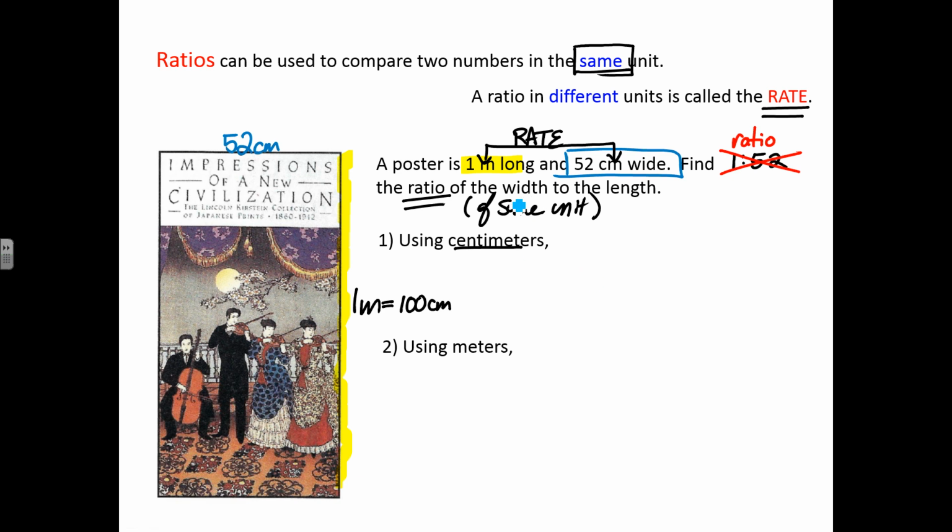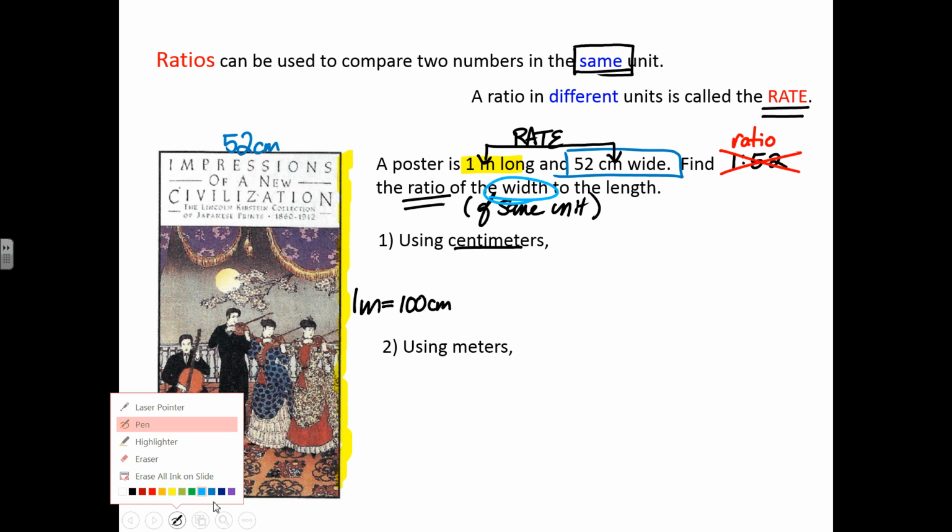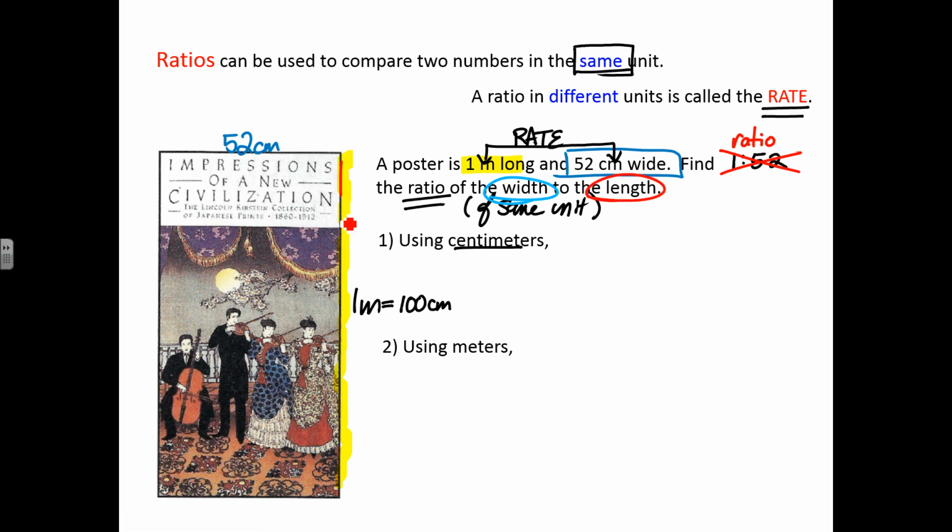I expect you to know that conversion in the first dimension. So if I'm going to go from width to length, notice the order there. That's important, that you follow the order that you're requested. Width to length. My width is 52 centimeters and my length is 100 centimeters. Now that I'm in the same unit, I can disregard units because ratios do not have units attached to them. They're simply a comparison. So I'm going to divide by 2.